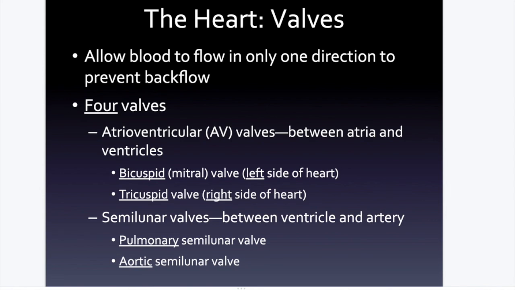And then we have semilunar valves. Those are going to be between a ventricle and an artery leaving the heart. So the pulmonary semilunar valve is going to be between the right ventricle and the pulmonary trunk, which branches into your pulmonary arteries, and between the left ventricle and the aorta, and that would be the aortic semilunar valve.